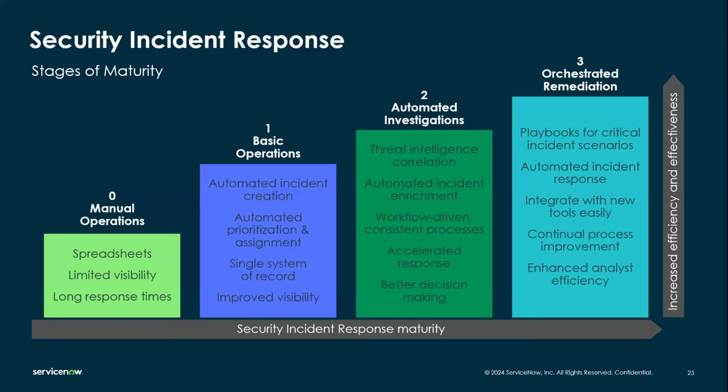As you progress out of basic operations into automated investigations, you'll have more automated functionality like correlated threat intelligence data to enrich your security incidents from the threat intel module, which provides additional information to help guide and accelerate your responses. And then lastly, into level 3, where you have orchestrated remediation with playbooks set up and have a guided stepwise approach or automated approach for analysts for what they're working on, as well as additional integrated tools to provide orchestration and enhance analyst efficiency.